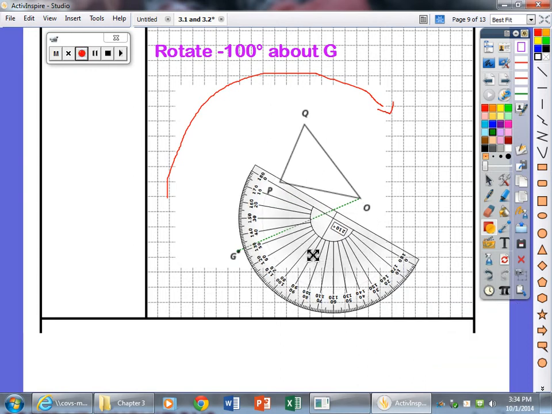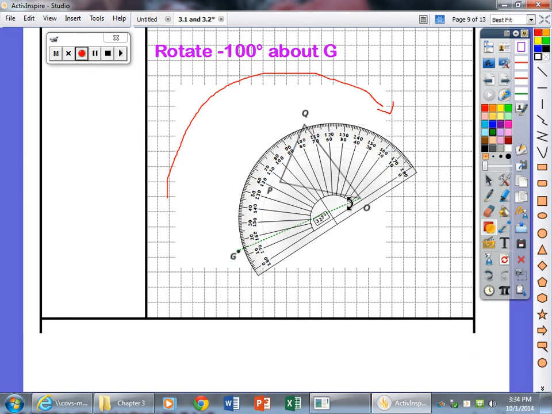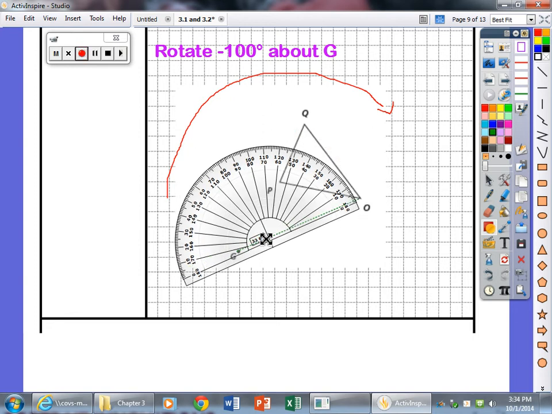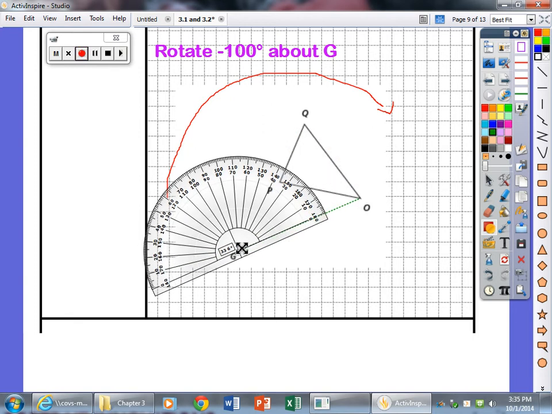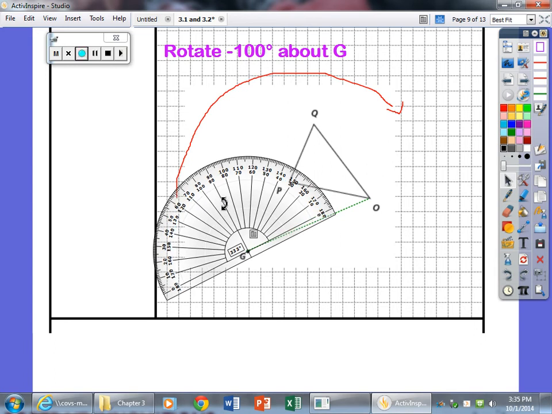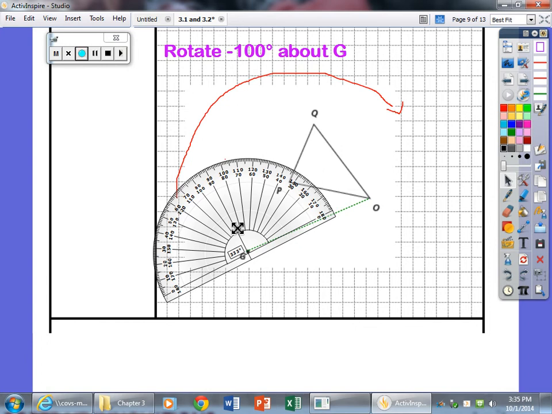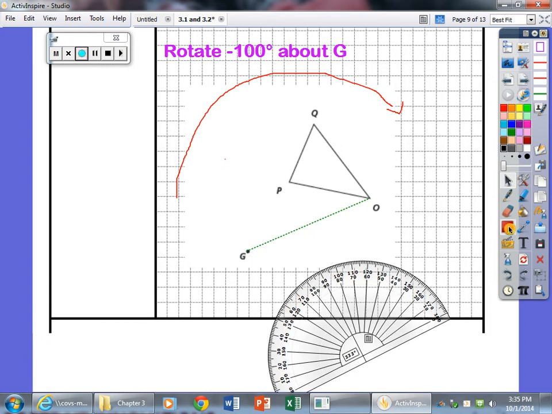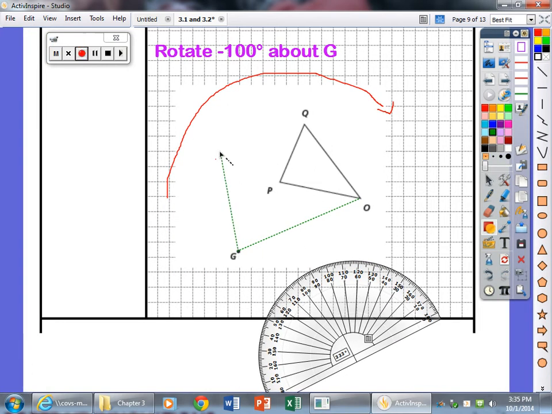Then I'm going to take my protractor and set it right here with my center on G and along the line, and I want to mark where the 100-degree mark is. So the 100-degree mark is about right there. Okay, after I mark where my 100-degree mark was, I'll move my protractor out of the way and draw in a line joining point G to where that 100-degree mark is.